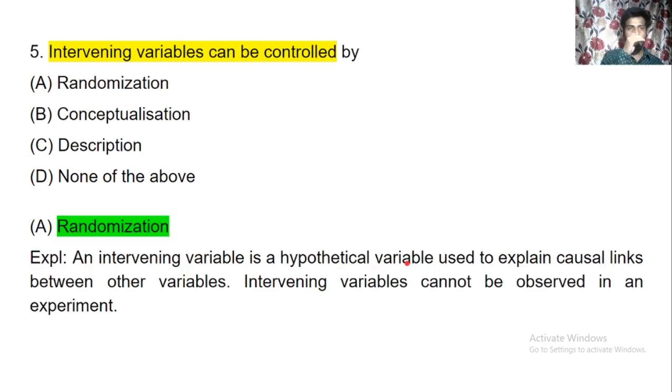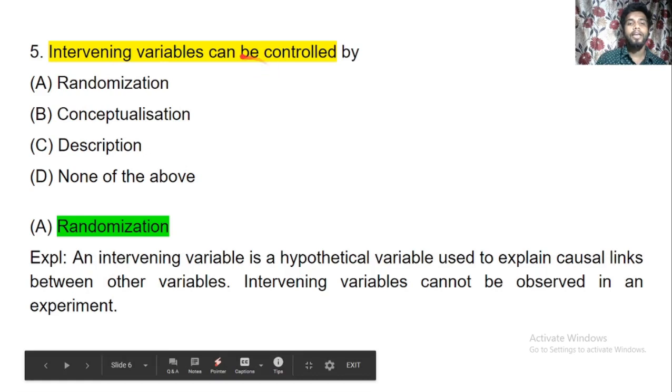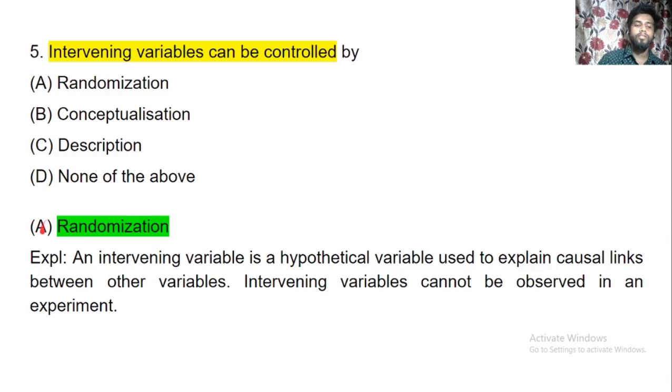Now next question: an intervening variable can be controlled by randomization. An intervening variable is a hypothetical variable used to explain the causal link between other variables. Intervening variables cannot be observed in an experiment, so this variable cannot be observed during the experiment. So the intervening variable is controlled by randomization.